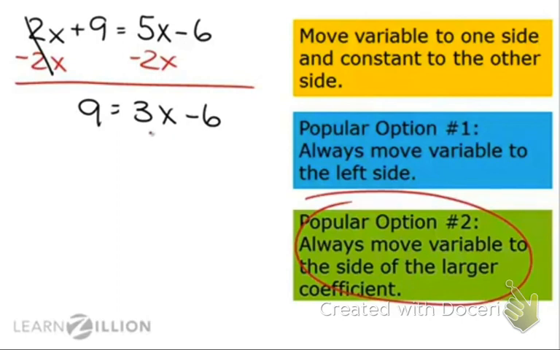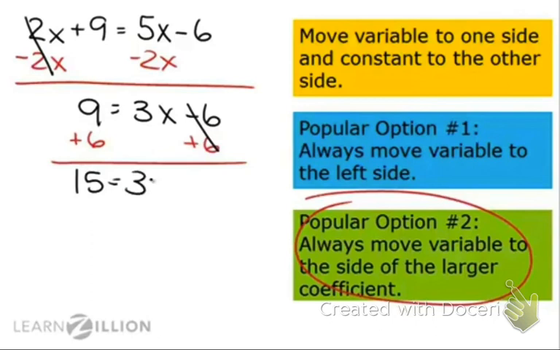Now, since I moved my variable to the right side, I'm going to move my constants to the left. So I'm going to add 6 as my inverse operation. And then I get rid of those 6's over here. I get 15 equals 3x. 3 times x, the inverse operation is division. Divide by 3, x equals 5.